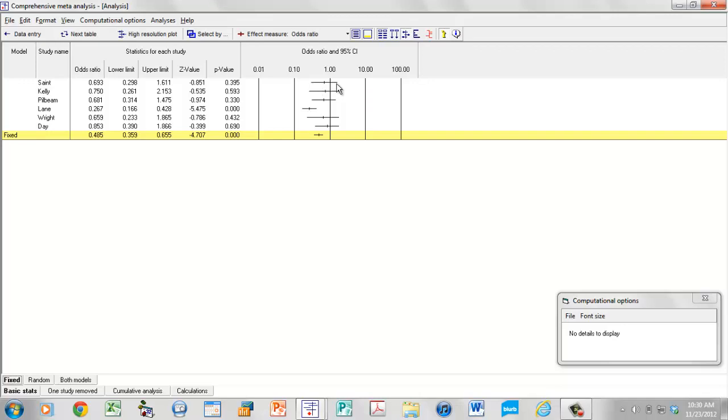1.6. As is always the case, if the confidence interval includes the null, the p-value is going to be greater than 0.05. In this study over here, the confidence interval includes the null, and therefore the p-value is 0.39. For this study down here, the confidence interval does not include the null, and the p-value is less than 0.001.